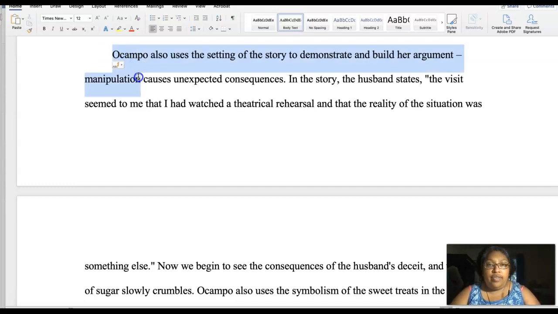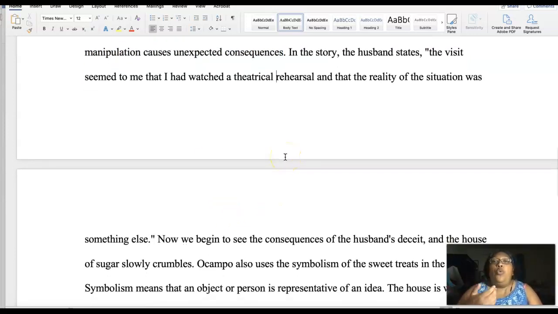Ocampo also uses the setting of the story to demonstrate and build her argument. Manipulation causes unexpected consequences. So just like the topic sentence of that first body paragraph, the second body paragraph talks about the thing, right? The literary device or the technique. In this case, we're talking about setting, right? And then the argument, manipulation causes unexpected consequences. Done, right? It tells the reader, which is moi, that I am changing subjects. I'm no longer talking about plot. I am talking about setting, and I'm tying it back to the argument. Okay, so you know what the next thing is, right?